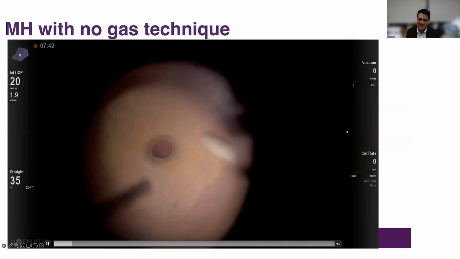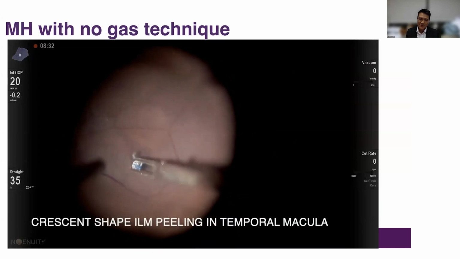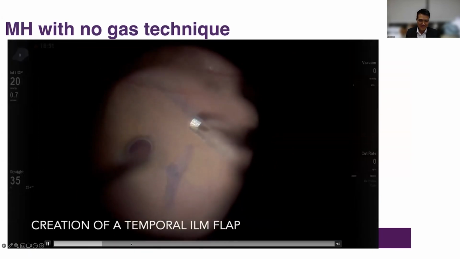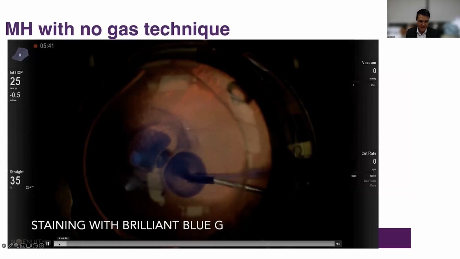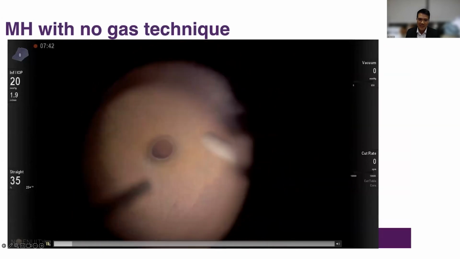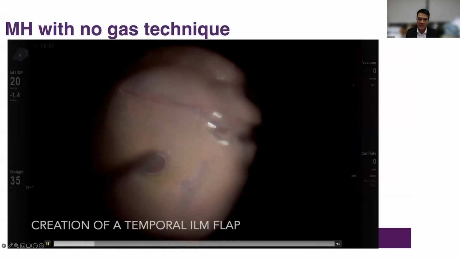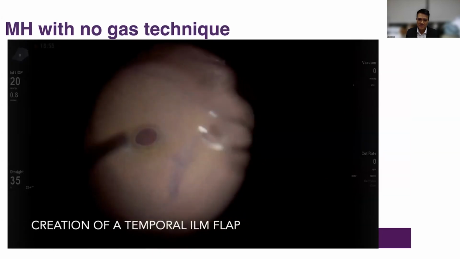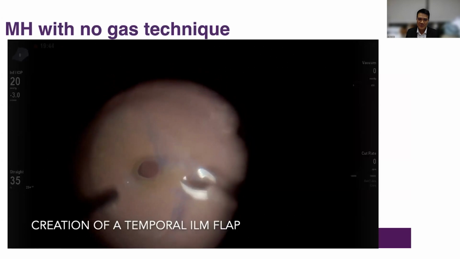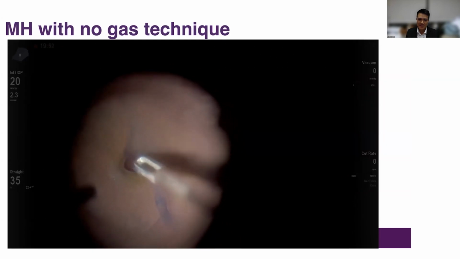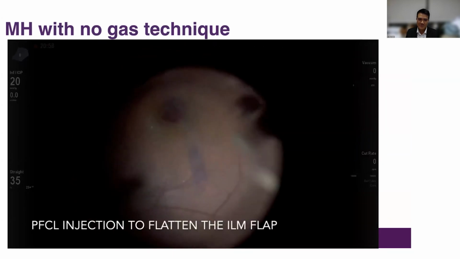So in these patients, I first use, sorry, let me go back to the start. I first use brilliant blue to stain the ILM. As you can see, there's a large macular hole. And then I perform a temporal ILM flap as usual. As you can see, I create an ILM flap from the temporal macula, covering the macular hole.